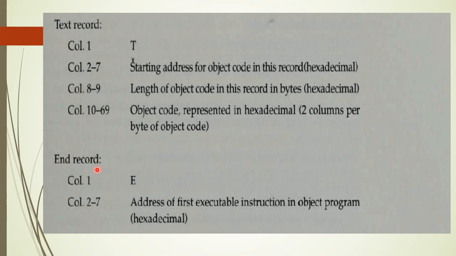The last record of this object program is the end record. The first character is E, which indicates the end record. Then columns 2 to 7, a total of 6 columns, are for the address of the first executable instruction in the object program. The end record also specifies from where the program starts its execution, that is, the address of the first executable instruction in the object program.